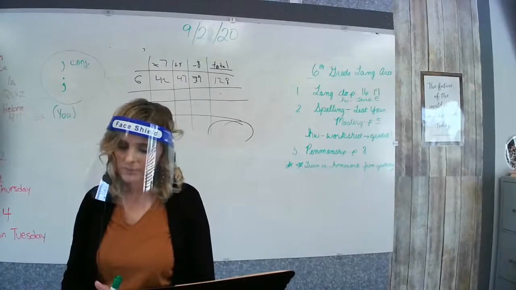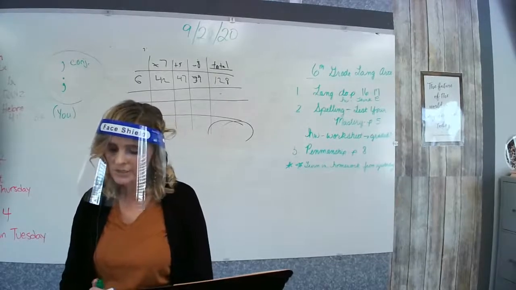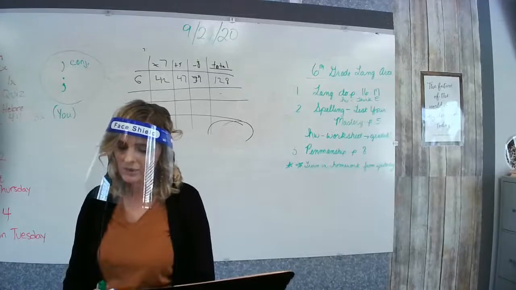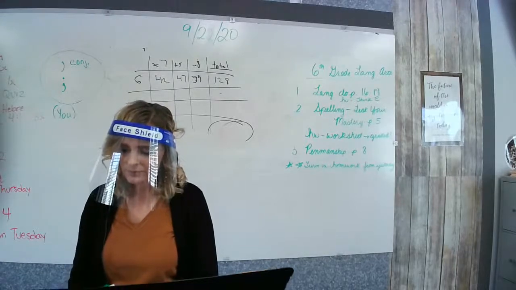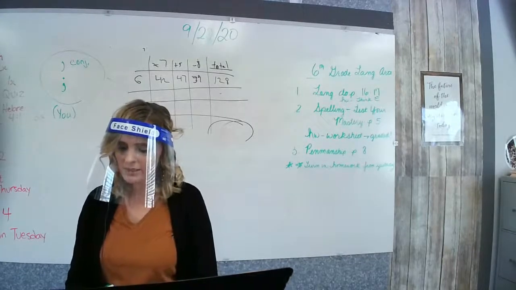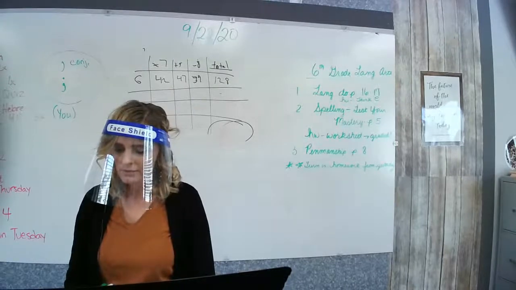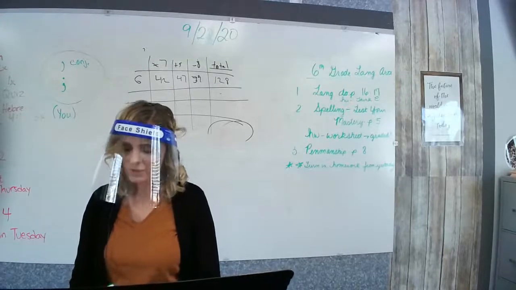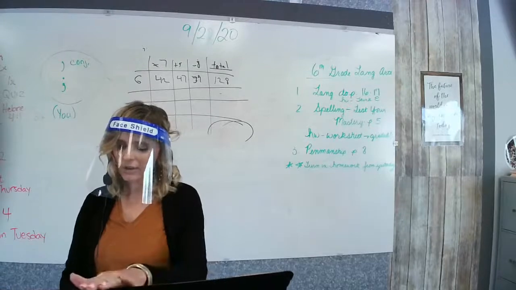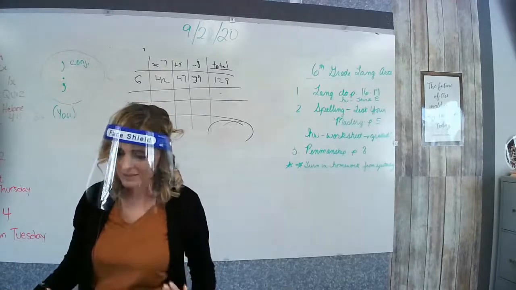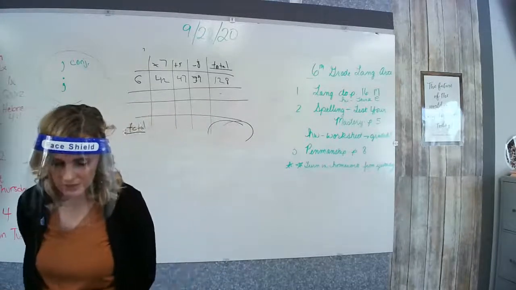I-N-T-E-R-R-U-P-T-E-D. Interrupted has 2 R's. Number 7, persuaded. Yes or no? Yes. Immersion. Yes or no? Yes. Number 9, disguise. Yes or no? Yes. Number 10, drowned. Yes or no?